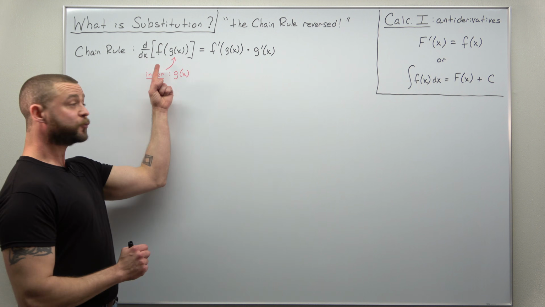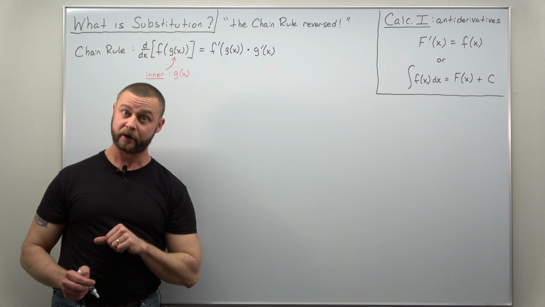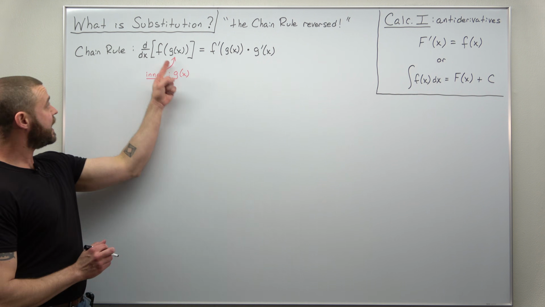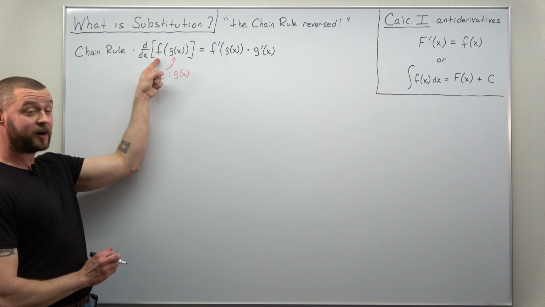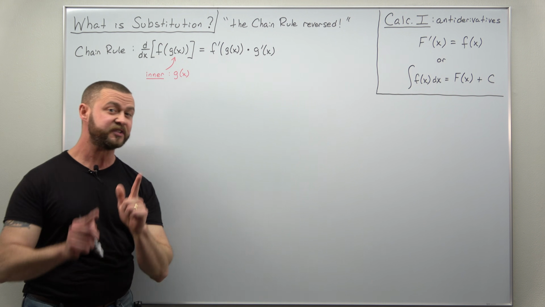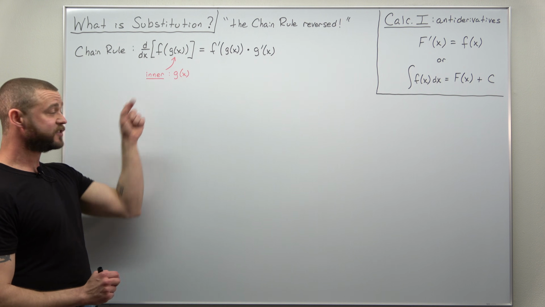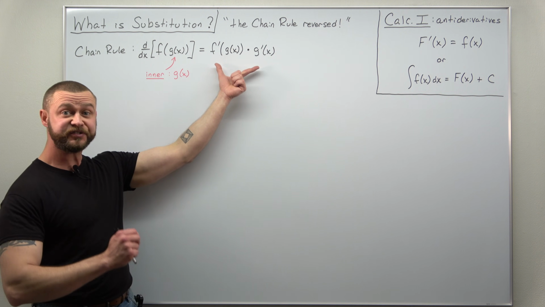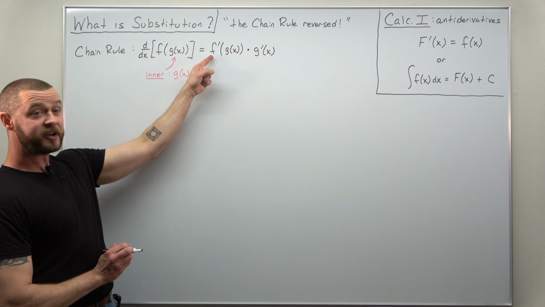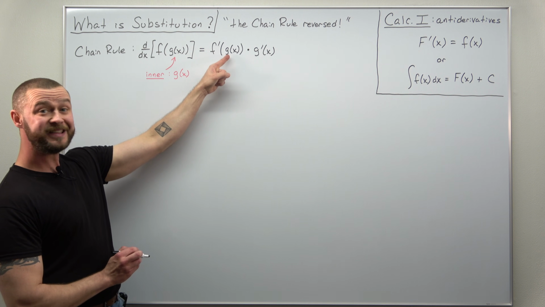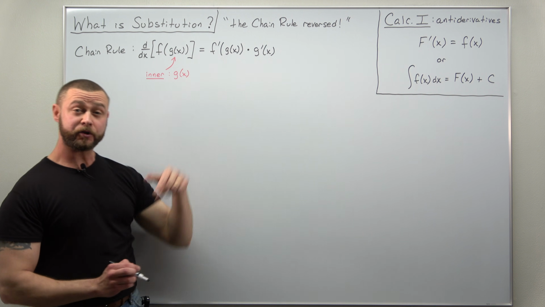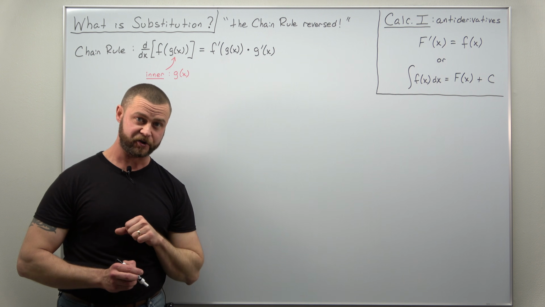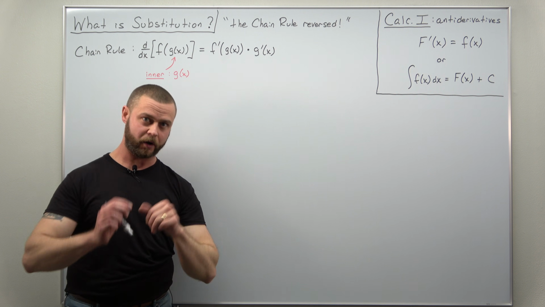First, let's restate the chain rule from your Calculus 1 course, where we have the derivative of a composite function, f of g of x. We refer to g of x as the inner function, and this is the statement of the chain rule. We differentiate the outer function, plug the inner function back in, and then multiply by the derivative of the inner function. Basic chain rule that you all know.